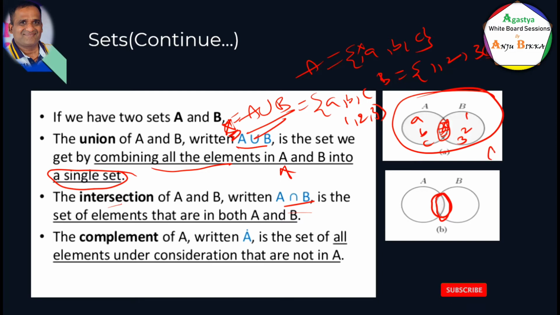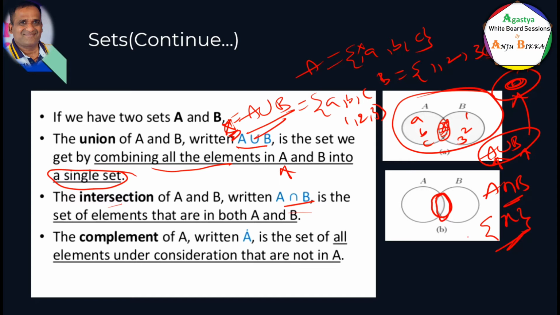In the case of A union B, we are combining all the elements of A and B into another set. We are taking all the elements. But in the case of A intersection B, we are taking common elements. So here X, a, b, c, 1, 2, 3, and 1, 2, 3 and X. So definitely the intersection is X, the common element.